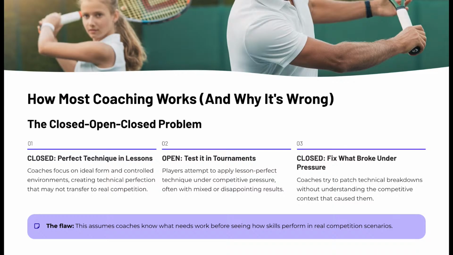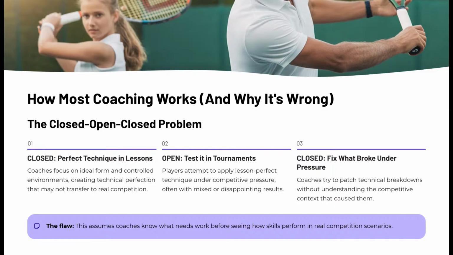That's how most coaching works. And yes, I believe it's wrong. There are some things that I think are good, better, best, could do, should do, might do, must do. I would say that if you're doing it through the closed, open, closed model, you're doing it wrong. Just plain and simple. The closed model starts with the cart or the practice court, and we practice and we practice and we practice, and yeah, we practice some more.